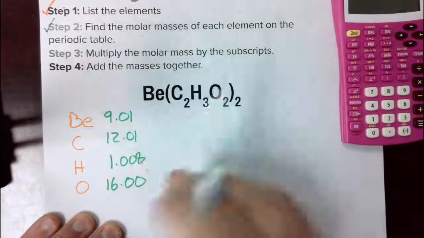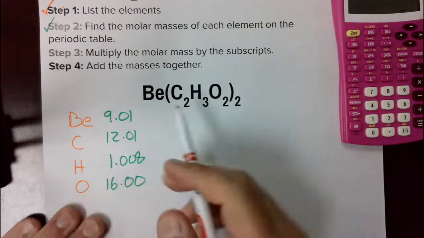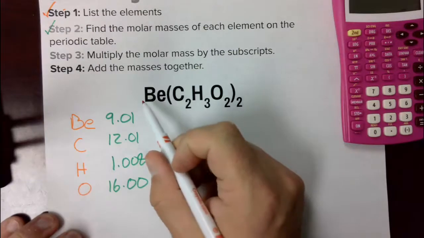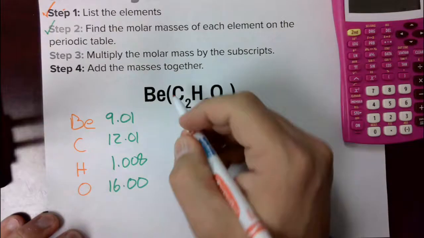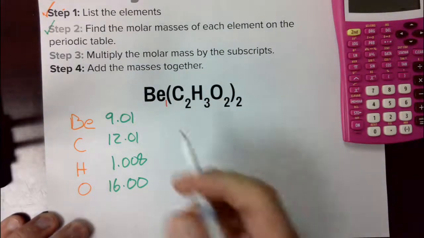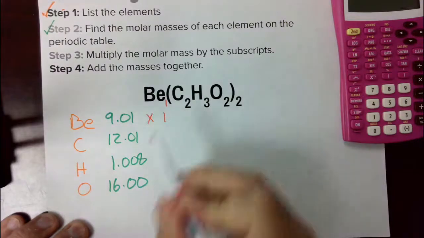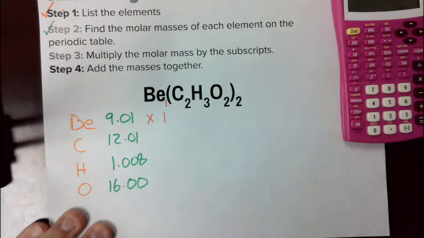Done. Now what we're going to do is step 3, multiply those molar masses by the subscripts that we see in the formula. So 9.01 for beryllium, we're going to multiply by the subscript. So beryllium is outside the parentheses, so this 2 over here doesn't affect it. The thing we want to look at is that there's no number touching Be, so that implies a 1. So beryllium, we multiply by 1. Remember, this 2 only affects what's inside the parentheses.